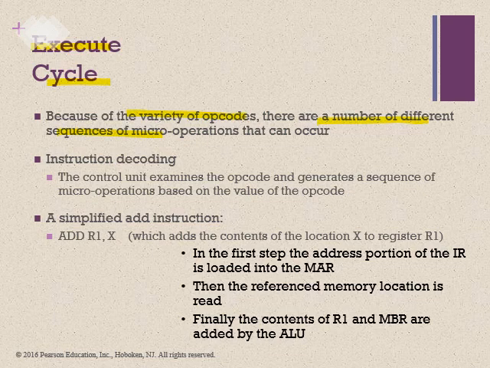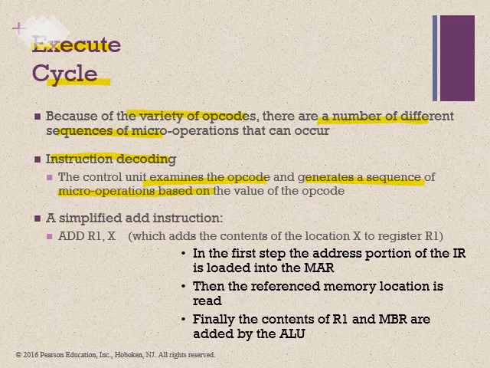It is the job of the control unit to decode this instruction. So the control unit will examine the opcode carefully. Is it add? Is it jump? And for each different opcode, it will generate a sequence of micro operations based on what it wants to do. Does it want to add? Does it want to jump? And so on.